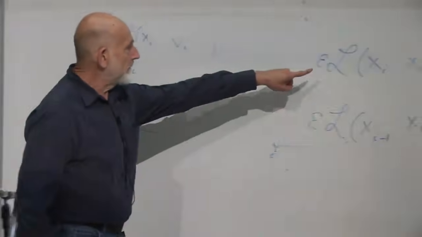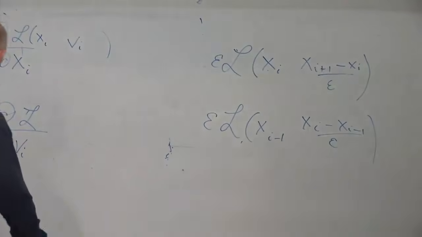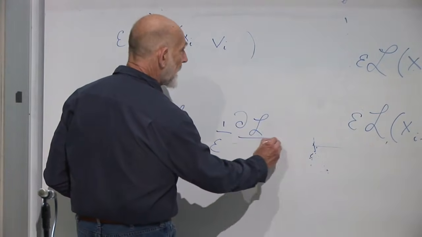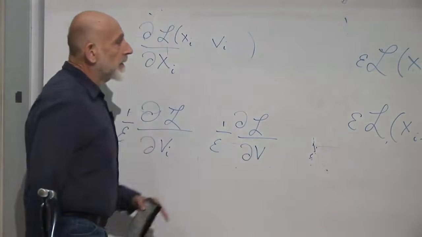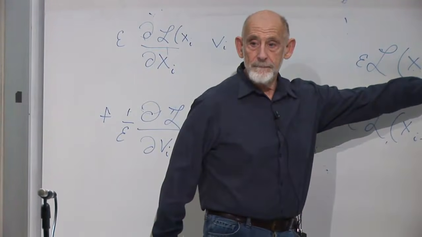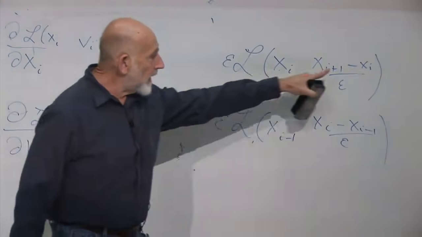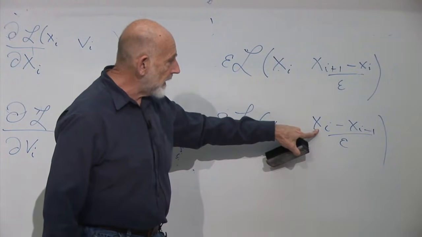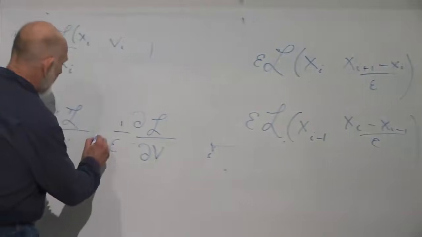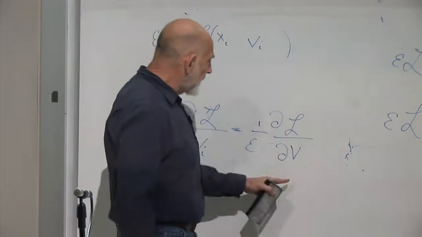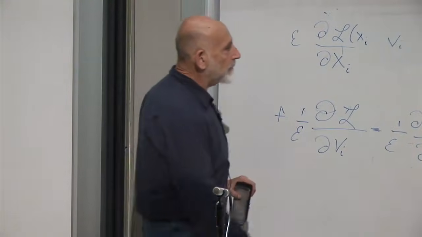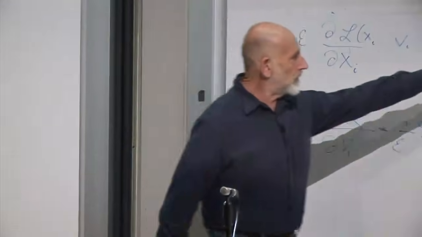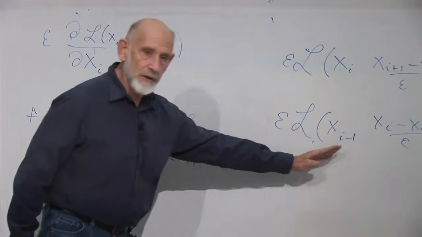Now, what about this one over here? Same kind of thing. 1 over epsilon, derivative of the Lagrangian with respect to the velocity with a minus sign. Why? Because when I move vi a little bit, in this term over here, if let's say I increase vi, then the velocity increases here, but it decreases here. So that means there's a minus sign here. And this is the derivative of L with respect to V, but at point I plus 1. This point is moved forward by 1 unit relative to this one over here.